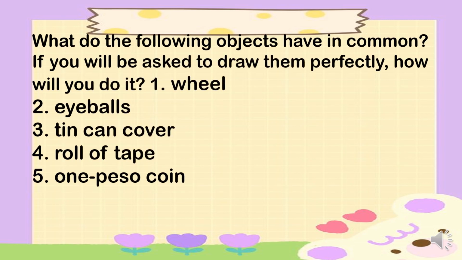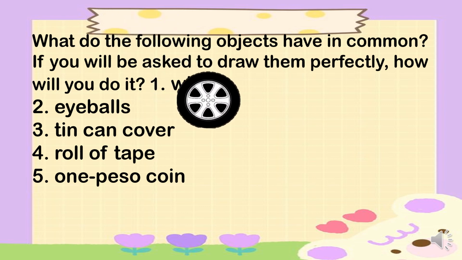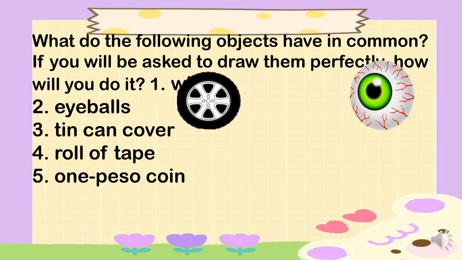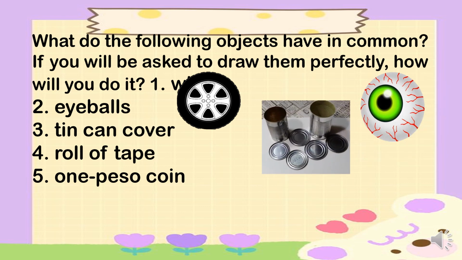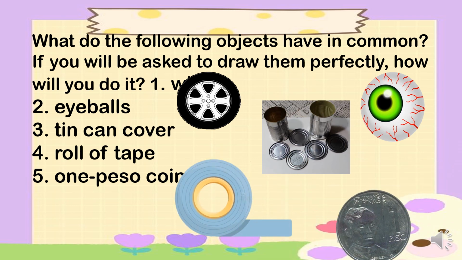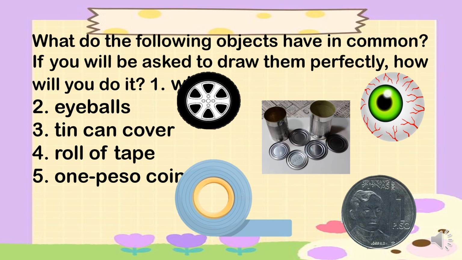What do the following objects have in common? If you will be asked to draw them perfectly, how will you do it? First, we have the wheel. Second, we have the eyeballs. Third, we have a tin cover. Fourth, a roll of tape. And fifth, a 1 peso coin.